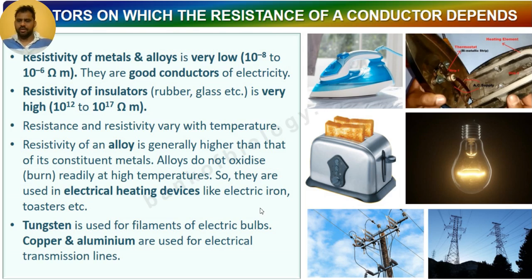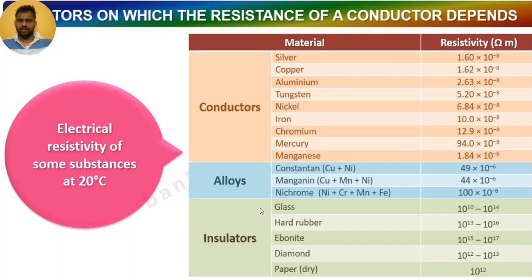Okay, now let's move ahead. Factors on which resistance of a conductor depends. See, this is the electrical resistivity of some substances at 20 degrees Celsius. This is a conductor. So these are all good conductors: silver, copper, aluminium, tungsten, nickel, iron, chrome, mercury, manganese, and these are the resistivity ratings for them. For alloys like constantan, Cu plus nickel, this is the rating. For manganese, this is the rating. For nickel, this is the rating. Insulators are glass, hard rubber, ebonite, diamond, and dry paper. These are the ratings for the insulators.